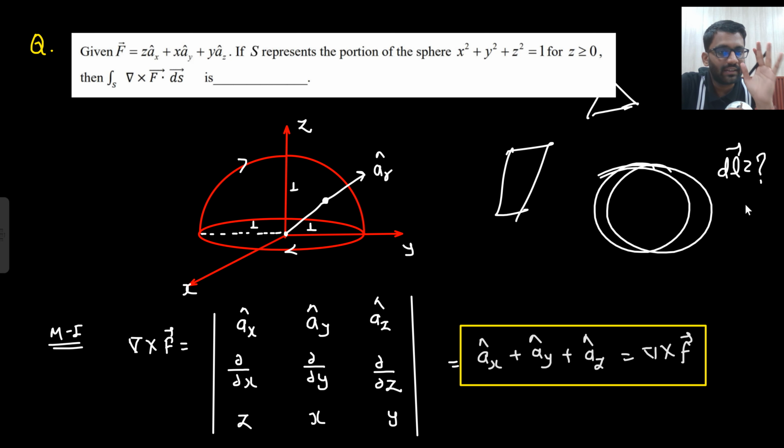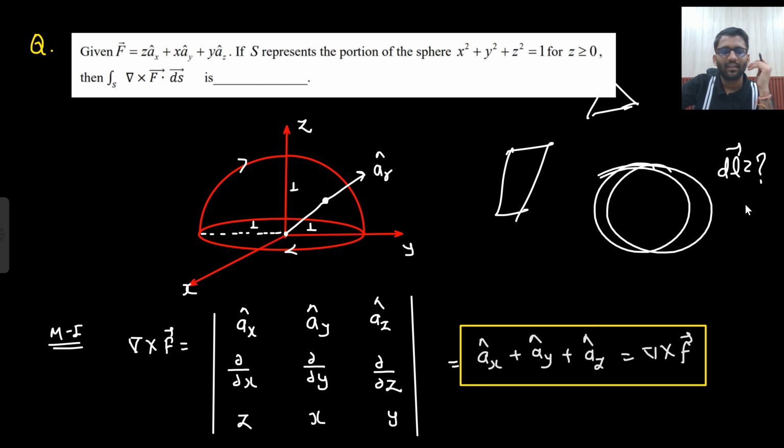In these kind of questions, you need to think that, sir, this is my hemisphere. If I put this hemisphere on earth, what will it make? It will make a ring, right? If I put that hemisphere on a layer of sand, what will it make? It will make a ring. So that will be your dl.